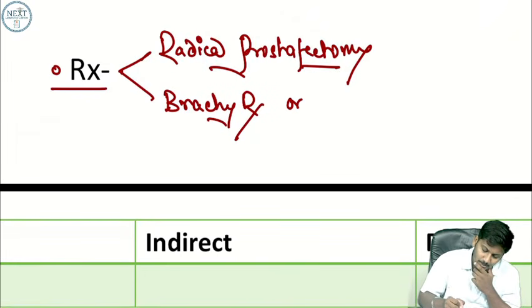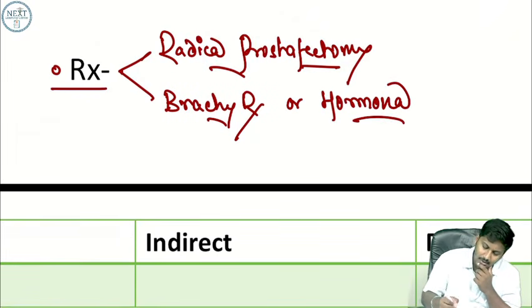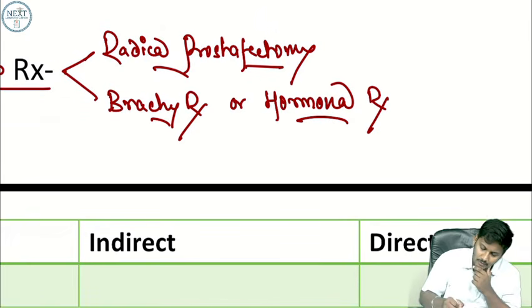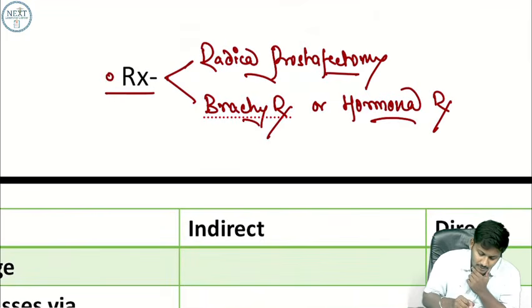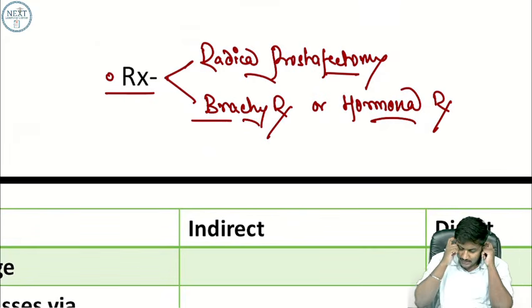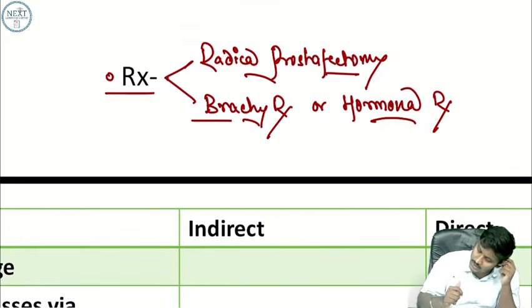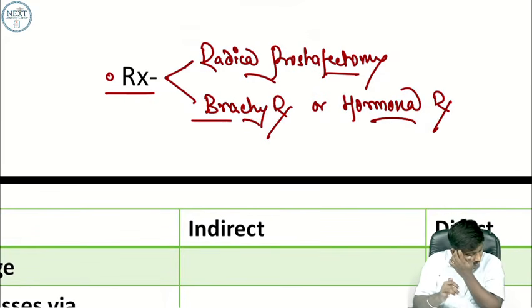If brachytherapy you don't want to go for, you can go for a hormonal therapy. Why? Because we know that prostate cancer is also a hormone dependent or hormone driven cancer like breast, and as it is a hormone dependent or hormone driven cancer like breast, it can be treated by hormonal therapy. That is what is important to remember. Clear? Remember, these are the points that you have to remember.